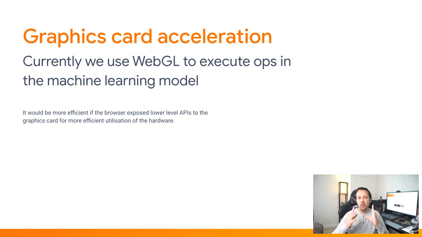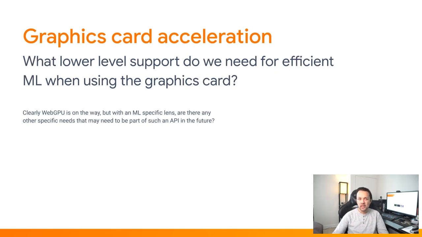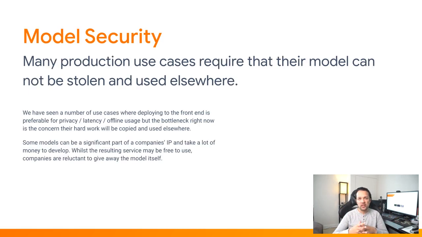Currently, we have WebGL to execute ops in the machine learning model, as we previously discussed, but it'd be much more efficient if the browser exposed lower level APIs to the graphics card so we could more efficiently leverage that hardware. Next slide. Now, the question here is what lower level support do we need for efficient machine learning when using the graphics card? And of course, WebGPU is on the way, but what else needs to be added to that spec to ensure we have something that works well specifically for machine learning?